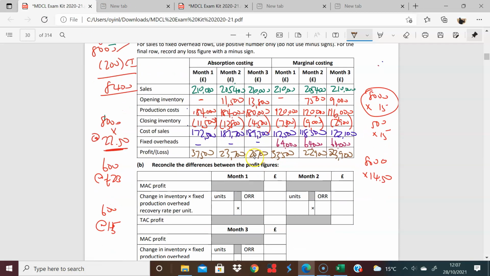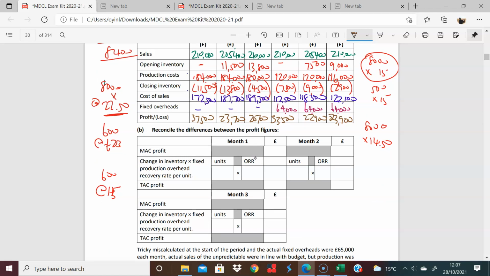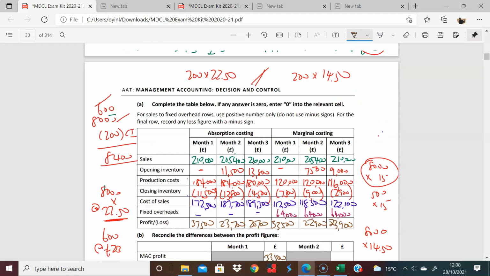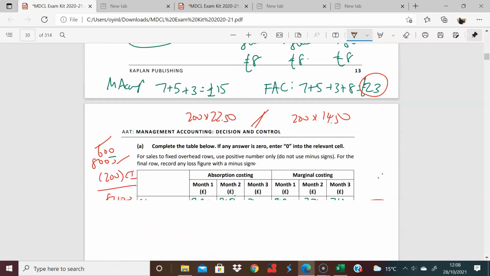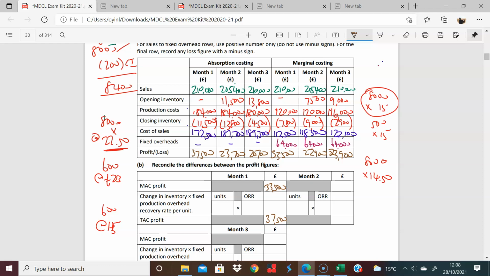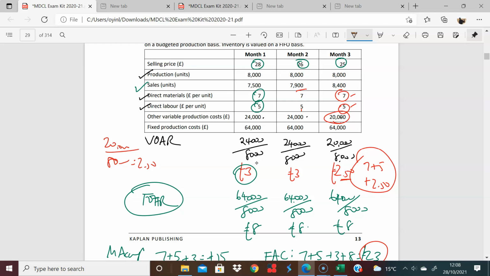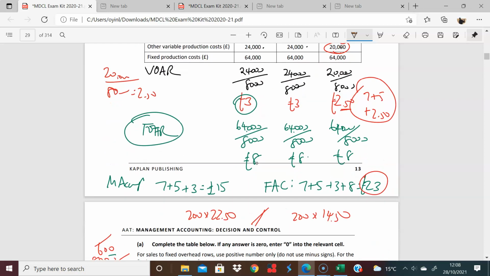Now let's reconcile the differences. The marginal profit in the first month is 33,500. And the absorption costing is 37,500. And we know why there's a difference. The difference, well, first of all, we have a change in inventory. The change in inventory in the first month was 500 because you had nothing at the beginning, so now you have 500 units, and then the fixed overhead absorption rate was £8.